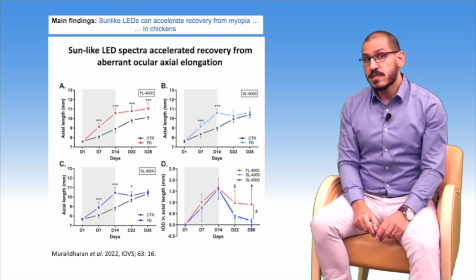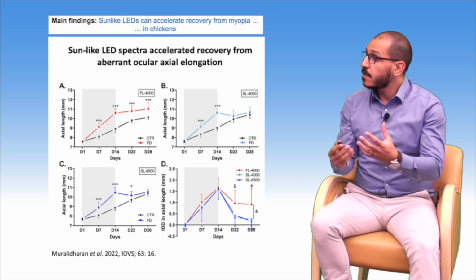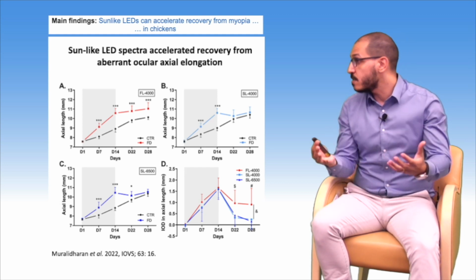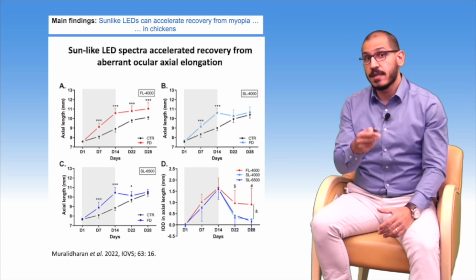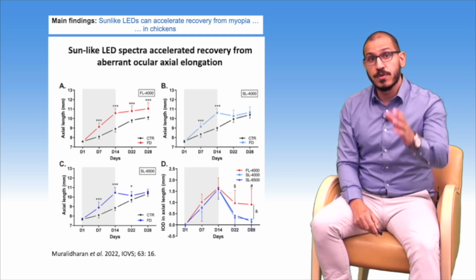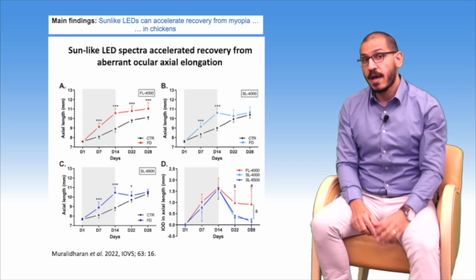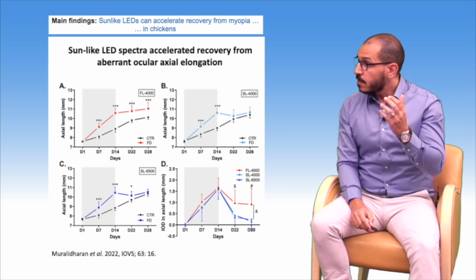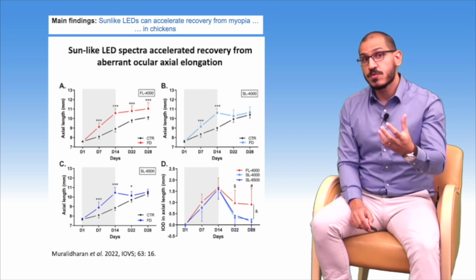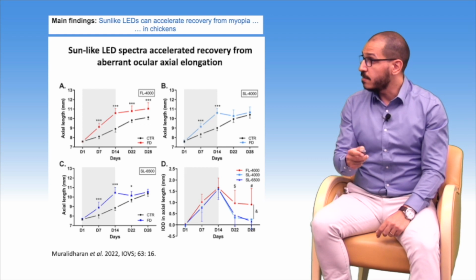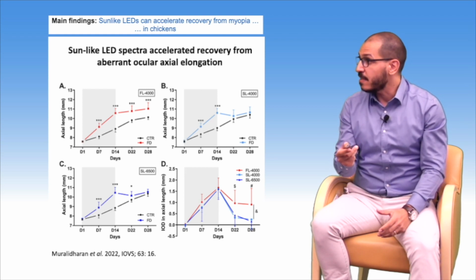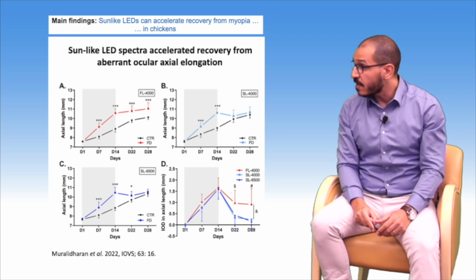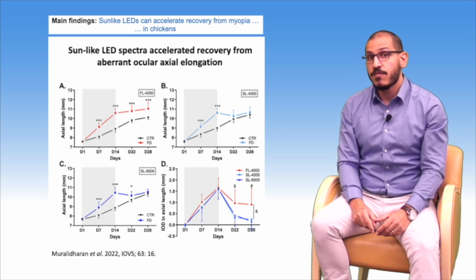Now, the first thing you would notice is that by day 14, the axial length of the form-deprived eye still increased regardless of the lighting condition. So compared to the control eye in black, the red, light blue, or blue traces still showed an increase in axial length. Now, when we removed the diffuser on day 14 and let the eye recover, what we noticed was that eyes exposed to fluorescent light didn't recover to the same axial length as the control eye as compared to eyes exposed to sun-like LED 4,000 or sun-like LED 6,500. So in other words, eyes exposed to these sun-like LEDs recovered faster than the eyes exposed to fluorescent light.